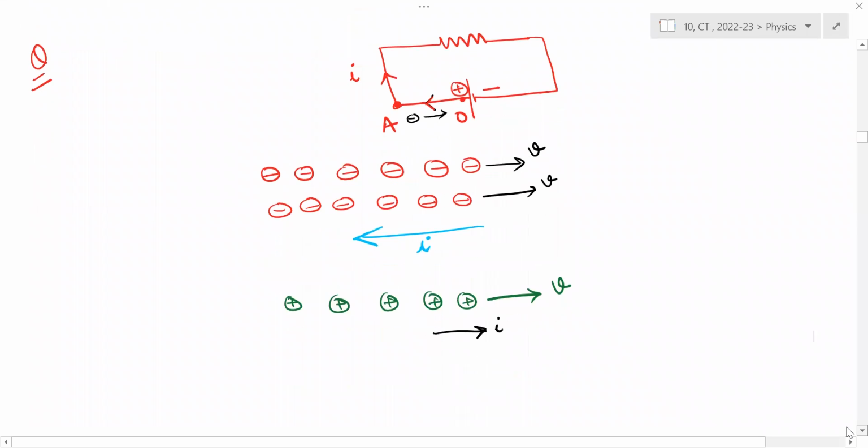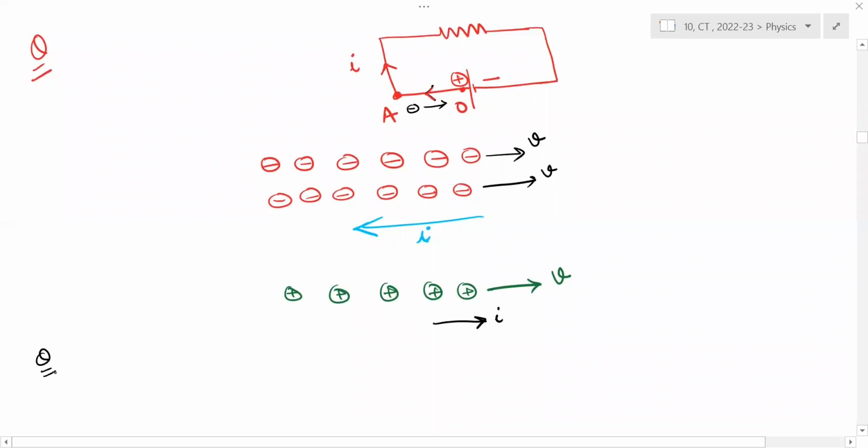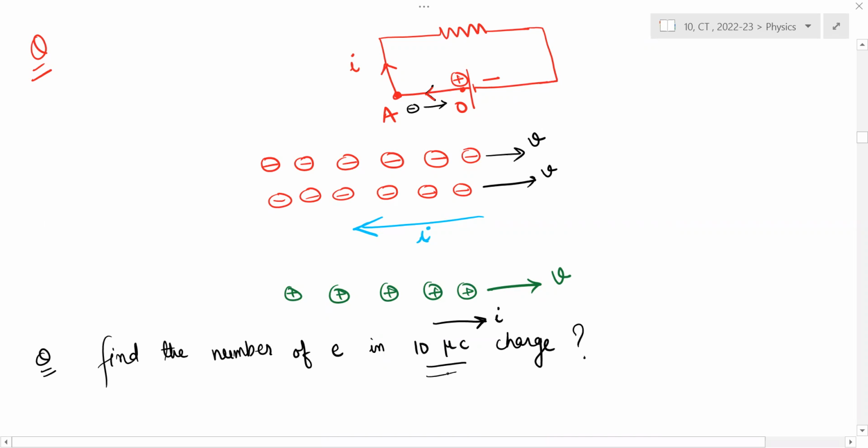One more question I'm asking. Find the number of electrons in a 10 microcoulomb charge. A 10 microcoulomb charge has been generated. How many electrons would have been transferred? What would be the number of electrons? Can you find it?